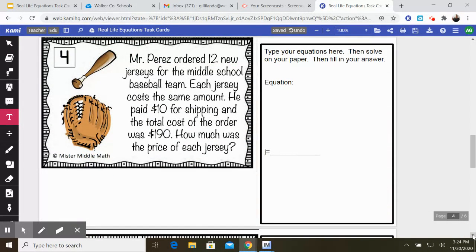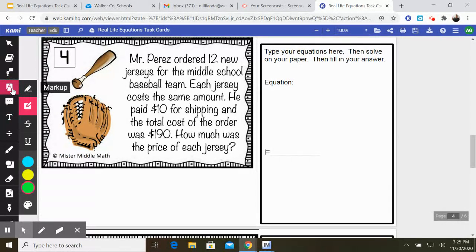This one says Mr. Perez ordered 12 new jerseys for the middle school baseball team. Each jersey cost the same amount. He paid $10 for shipping, and the total cost of the order was $190. How much was the price for each jersey? So let's highlight what we do know. And like I said, sometimes I have to read these 2 or 3 times to understand it. It's okay for you to reread to try to comprehend what it's asking. You may not always pick up the first time exactly what it's asking. So just make sure you read it and think about, what is it saying to me?